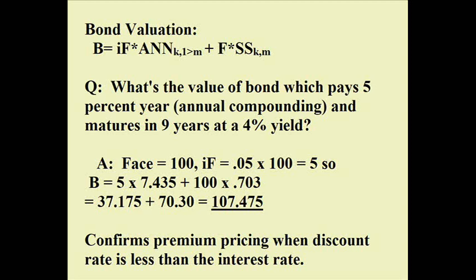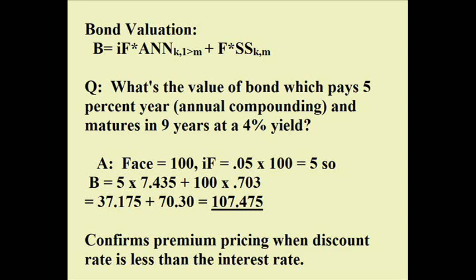Well, another place we use present value is in the case of bond valuation. Bonds typically are priced by 100% of face value, so the interest rate times the face value will give us the interest payments, and the face value is, well, 100. The interest payments are an annuity. The face value is a single sum. So here we have a bond that pays 5% a year. Let's do annual compounding.